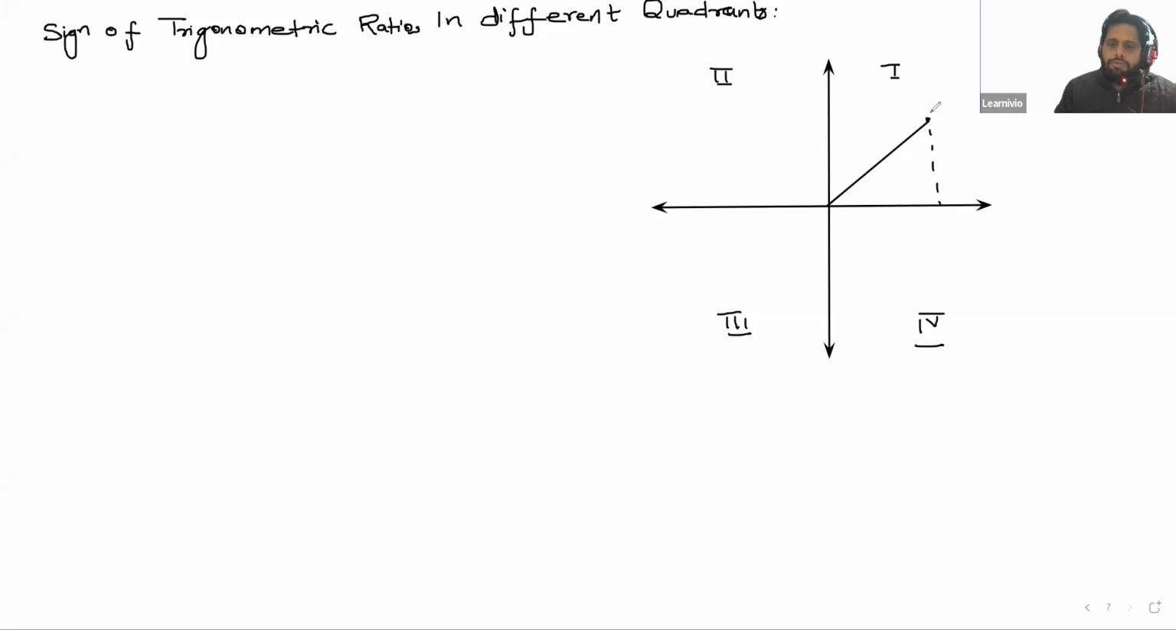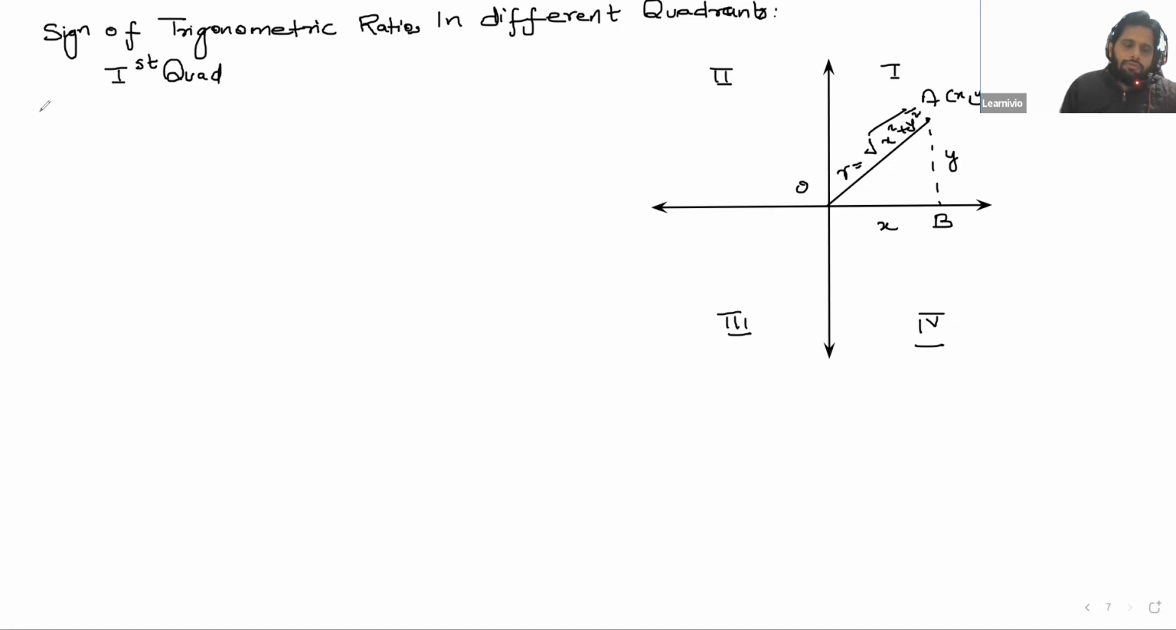Now let this be a point. This is x comma y. So x comma y means this is x and this is y. So this is the hypotenuse. It will be given by r is equal to under root x square plus y square. So hypotenuse we represent with r, which is equal to under root x square plus y square. Let's talk about the first quadrant.